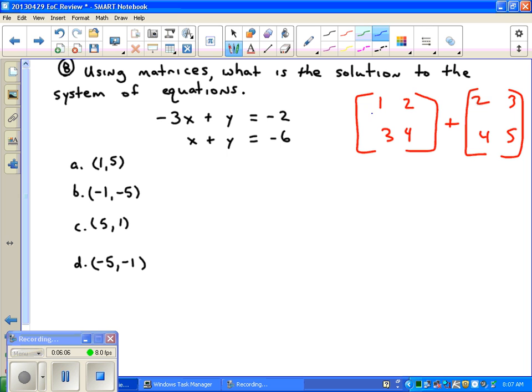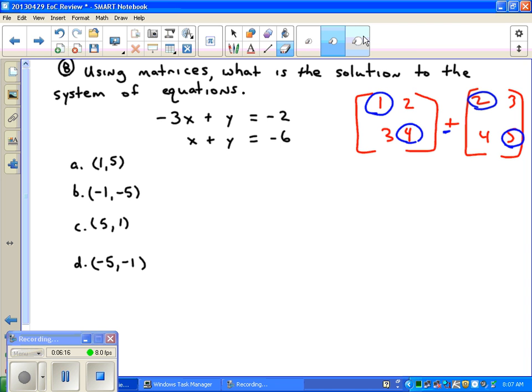This just tells you this is the left one at the top. You add it to the left one at the top. So you do 1 plus 2. This is the right one at the bottom. You add it to the right one at the bottom. You just do its positions. Again, we didn't go over matrices, so it's not necessary to solve this one using matrices. Just solve it using a method of your choice.